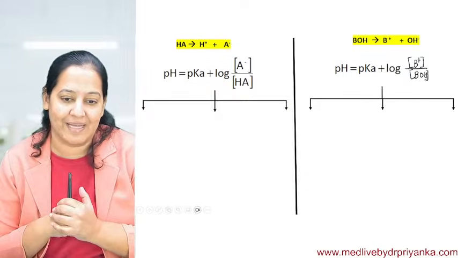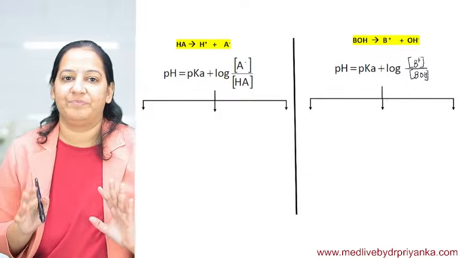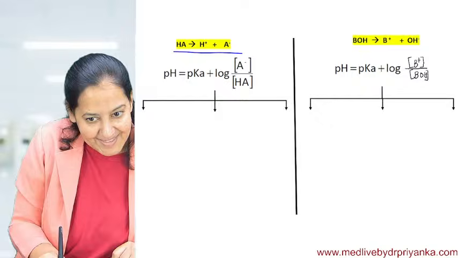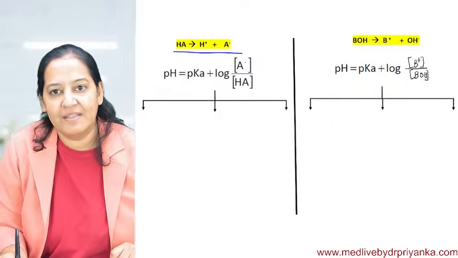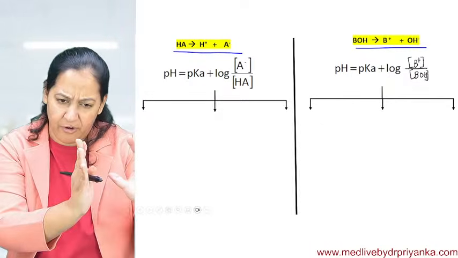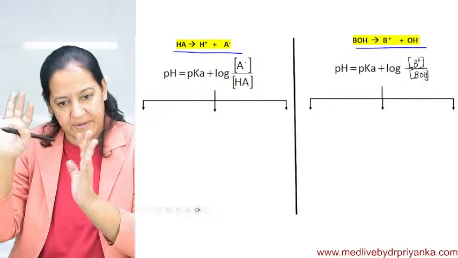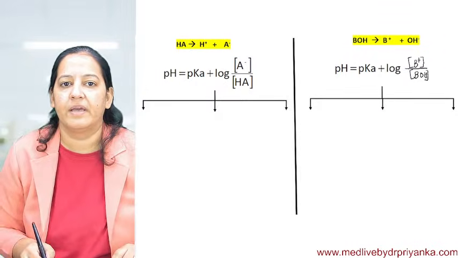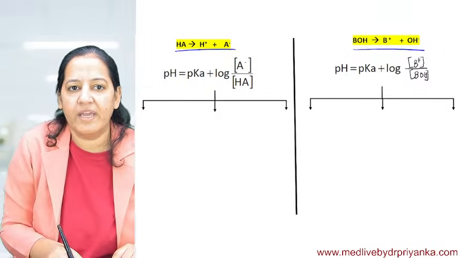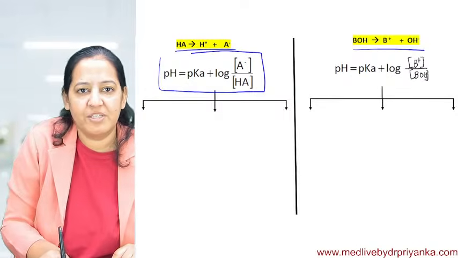So we will come to mathematics now. This side we are taking the acid. You see how ionization takes place? This side we are taking the base. Let's do it for acid only. Basically, everything will be reversed. This side acid, this side base. Okay, see the formula of pH. The formula of pH is not going to change.